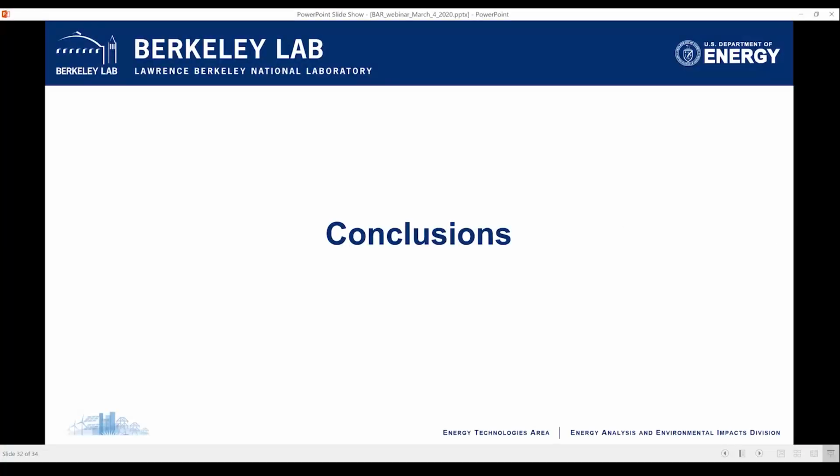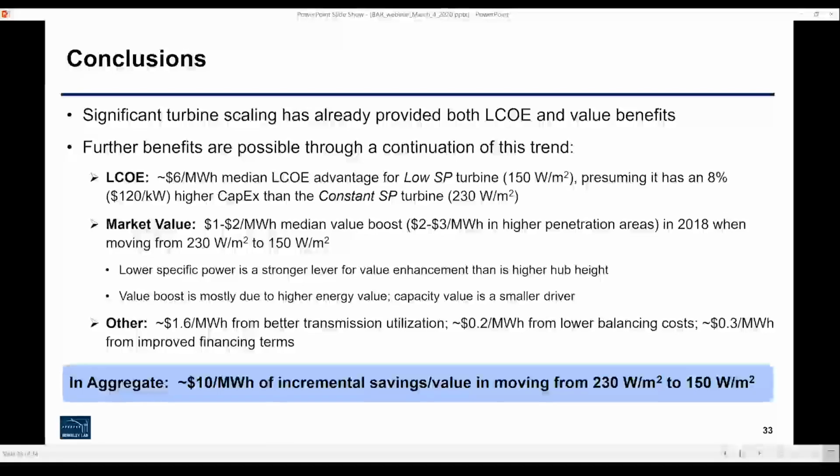Okay, just to quickly wrap up, the significant turbine scaling that we've seen over the past decade has already provided both LCOE and market value benefits in the US, but there's clearly more to be gained from a continuation of this trend. Our analysis that we ran through here today suggests that moving to 150 watts per square meter could potentially result in a $6 per megawatt hour lower LCOE, a $1 to $3 per megawatt hour boost in market value, and then another $2 per megawatt hour or so in savings from lower transmission, integration, and financing costs.